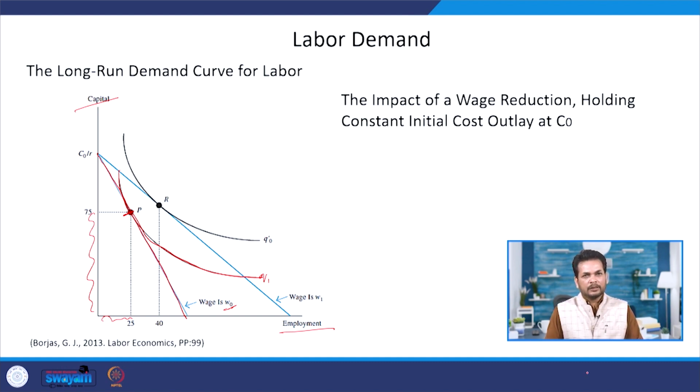Now, the wage has been reduced. So, when the wage is reduced, definitely the opportunity set for the farm will increase. Now, the isocost line shifts from here to here, and the profit maximization condition gets satisfied at point R. The farm is operating at a higher isoquant Q0.